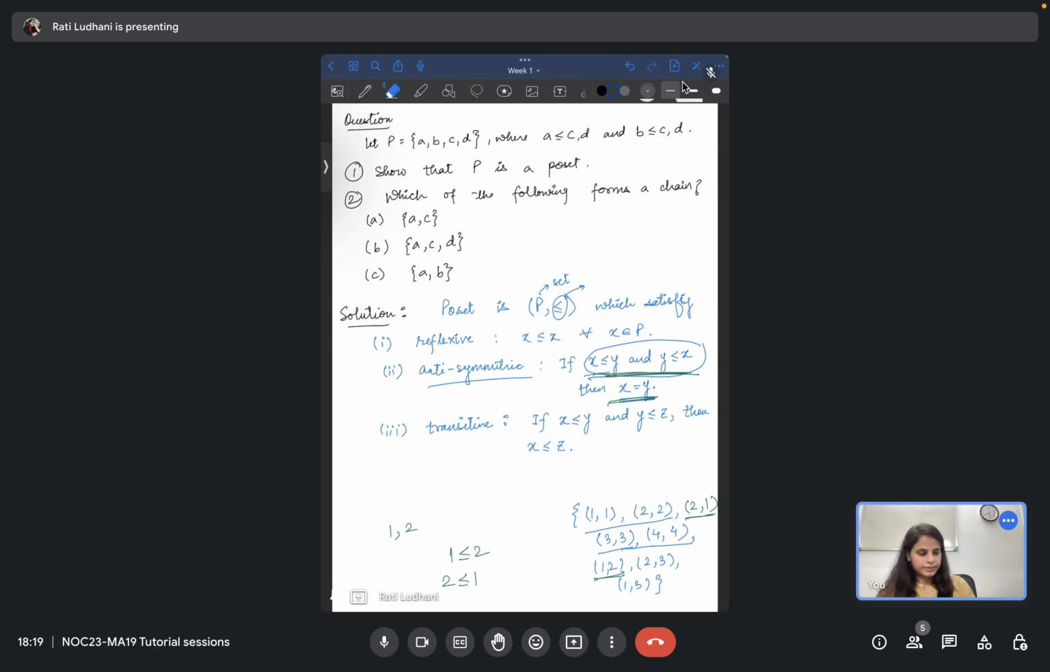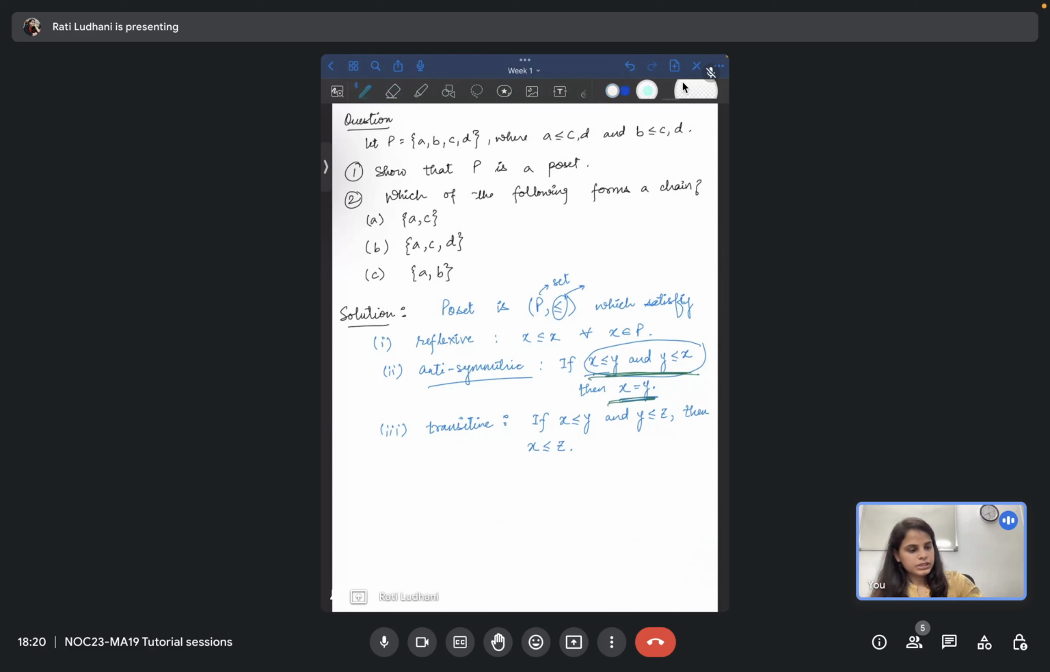So if I just put here, for example, 2 comma 1, then antisymmetry is not satisfied because 1 is related to 2 and 2 is related to 1, but 1 is not equal to 2, because we are saying that these are distinct elements 1, 2, 3, 4. So there it will fail. Okay, very good.